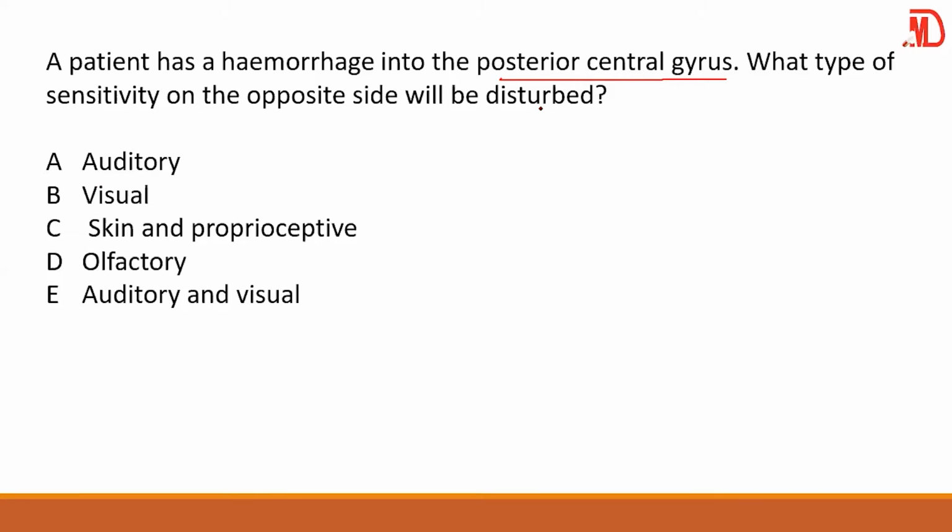And the postcentral gyrus, or posterior central gyrus, deals with what? Sensory information such as touch. So it is responsible for perception and proprioception sensation. So here we are dealing with skin and proprioceptive, because all these things are dealing with the sense of touch. So your answer is C. All right.